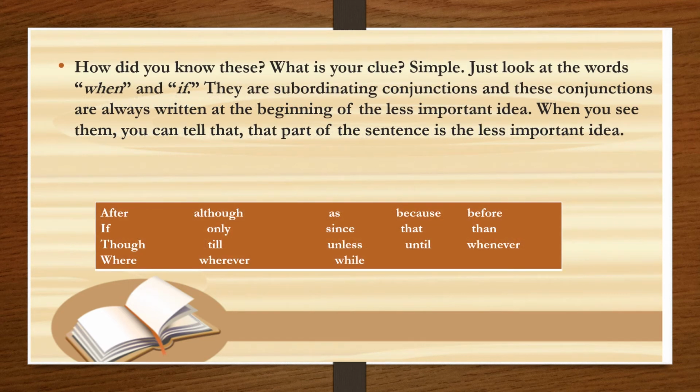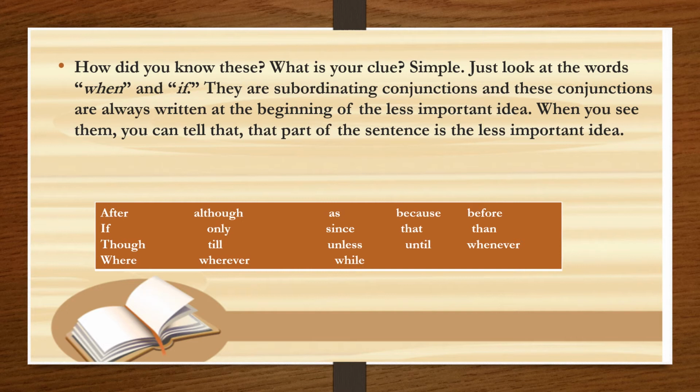How did you know this? What is your clue? Simple. Just look at the words when and if. They are subordinating conjunctions, and these conjunctions are always written at the beginning of the less important idea. When you see them, you can tell that part of the sentence is the less important idea.